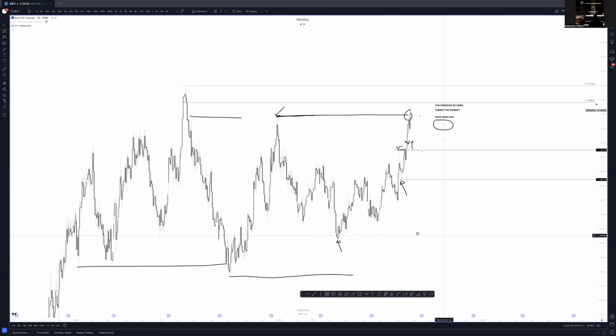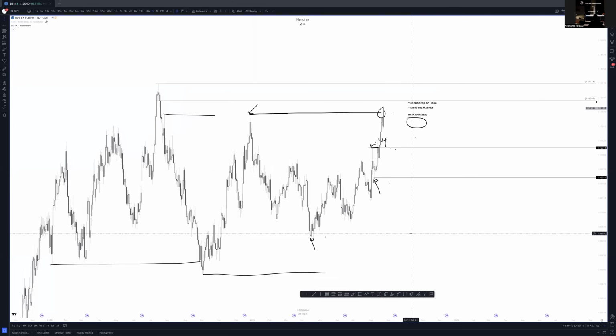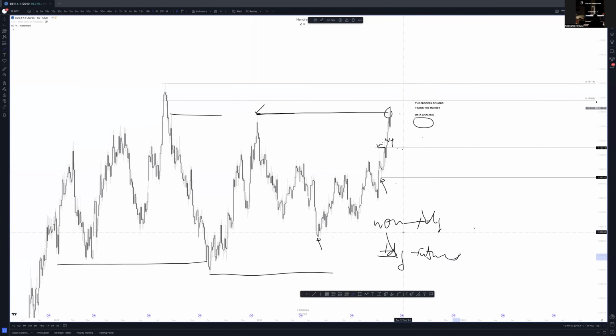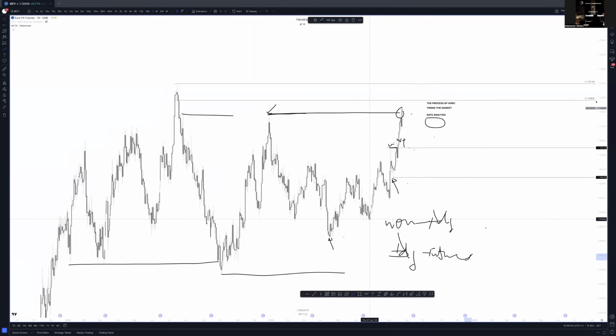Then the third part of timing the market is your data analysis, and that is where it gets a little bit tricky. All right. So now, what does that mean? Now we have on our futures chart what we call the non-adjusted futures chart, and we have the adjusted futures chart. So we have the non-adjusted futures and we have the adjusted futures chart.